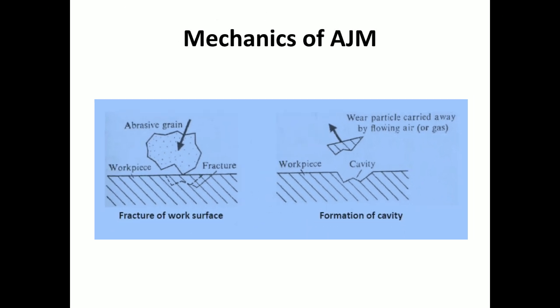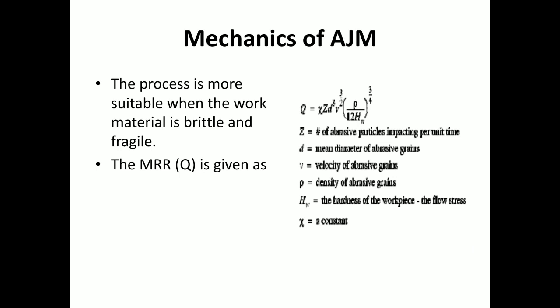Now coming to the next slide. Mechanics of AJM. The process is more suitable when the work material is brittle and fragile. It will be more favorable for this process. And the MRR, or Q. What is MRR? MRR is material removal rate.